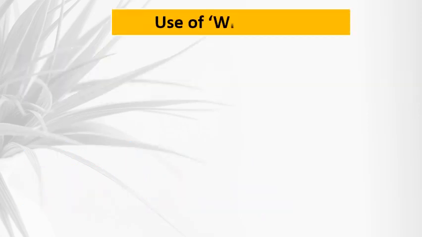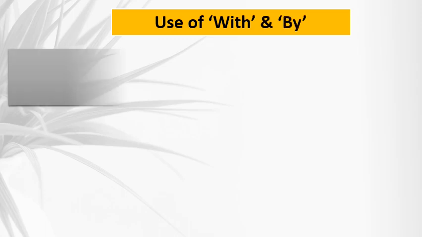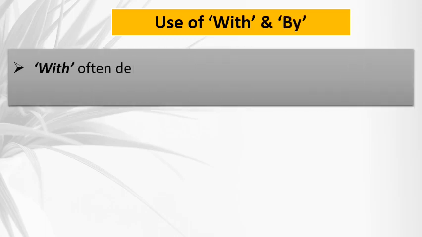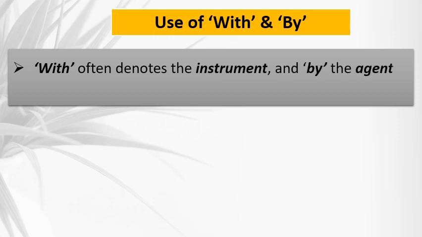So now let us see use of with and by. Preposition with often denotes the instrument and preposition by the agent, that is, the doer. So let me clear this point. When something has been done by a person with the help of a tool or weapon, we use by for the doer and with for the instrument or tool, you can say. Fine.